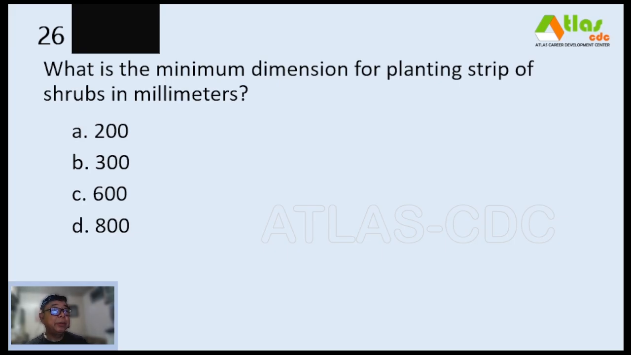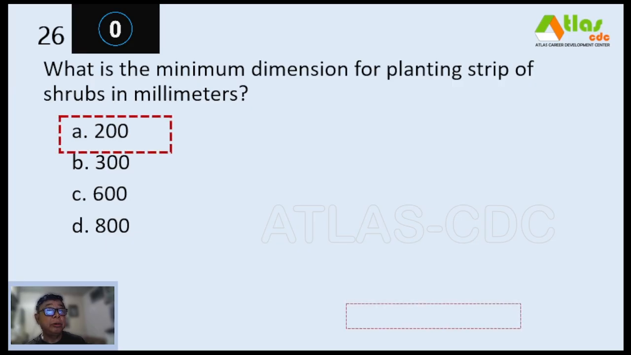Number 26. What is the minimum dimension for planting strip of shrubs in millimeters? A. 200. B. 300. C. 600. And D. 800. And our correct answer is letter A, 200 mm.